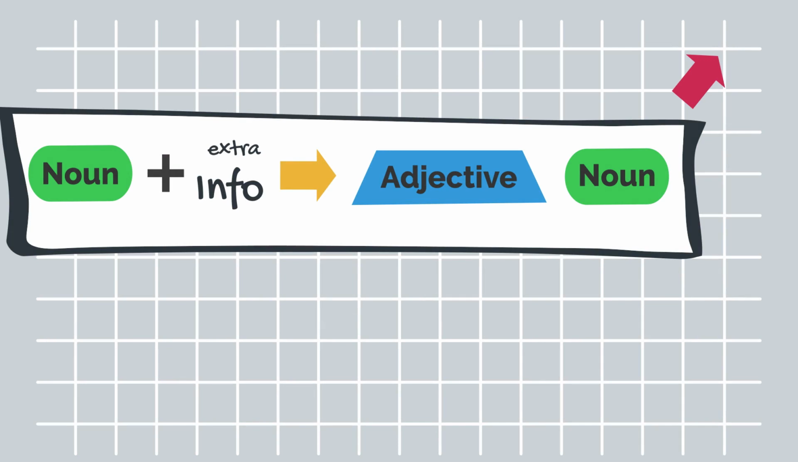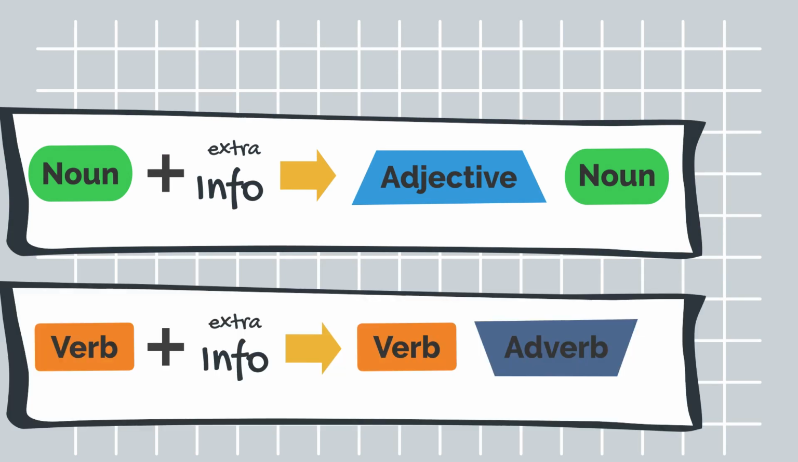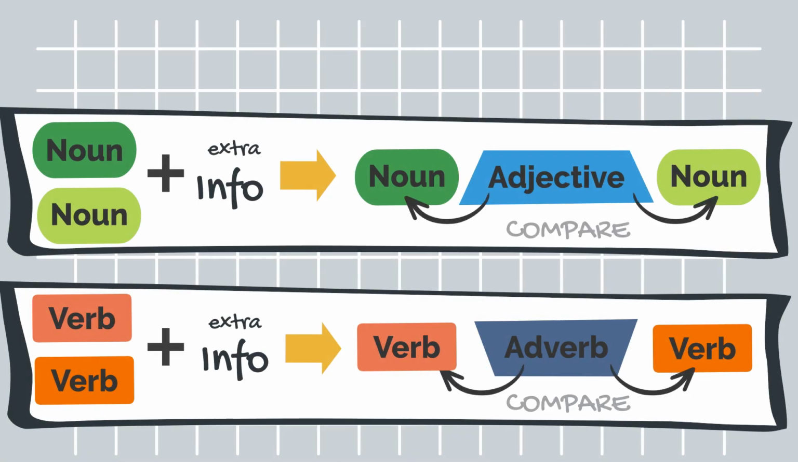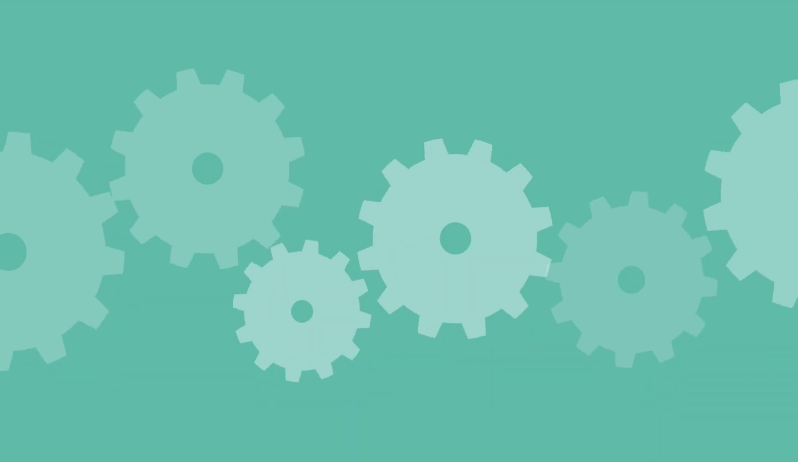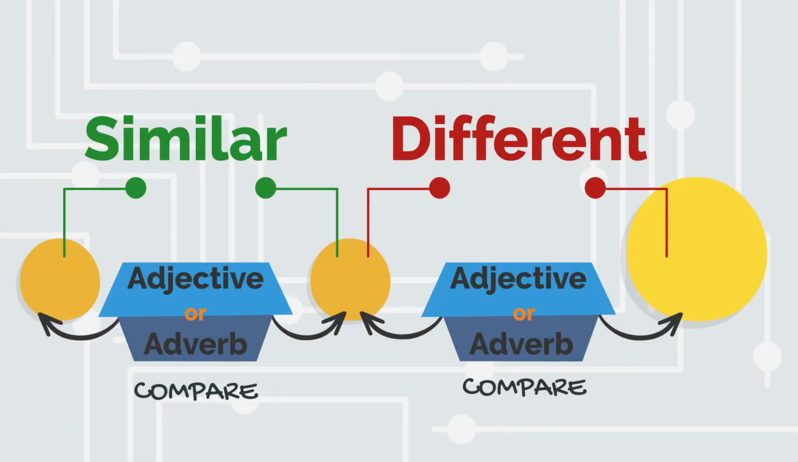The main function of adjectives and adverbs is to add extra information. Usually, to add information means to describe. But sometimes, it means to compare. So, adjectives and adverbs are used to compare what is similar or different.